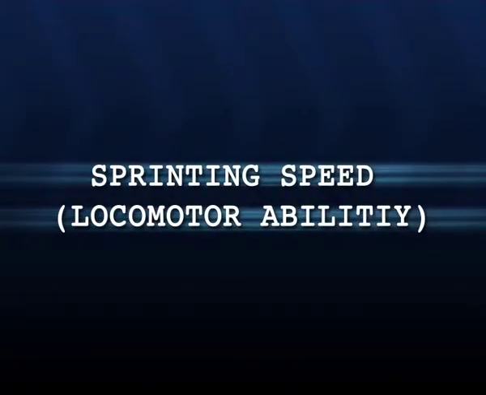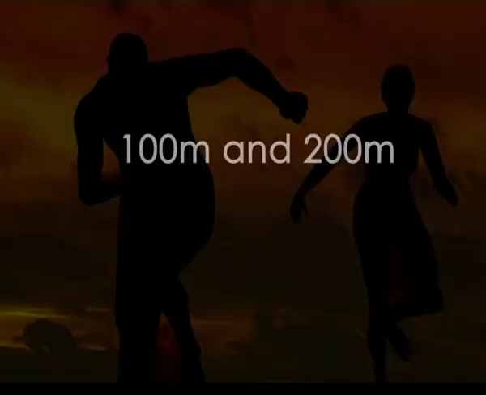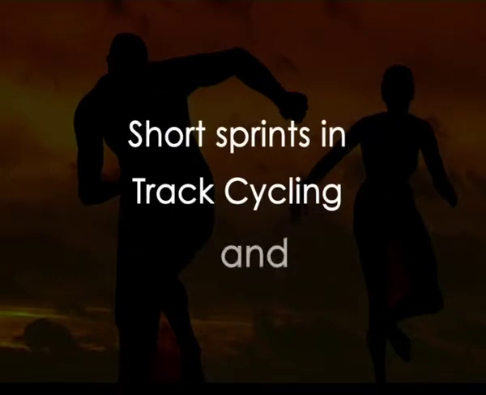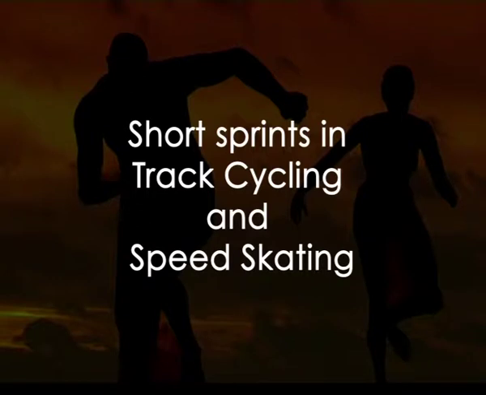Moving on, the next form of speed is sprinting speed or locomotor ability. It can be defined as the ability to maintain maximum speed of locomotion over as long a distance as possible for maximum possible duration. Locomotor ability is important in only a few events or sports. For example, in 100 meters and 200 meters in track and field, short sprints in track cycling and speed skating, in swimming, rowing, etc.